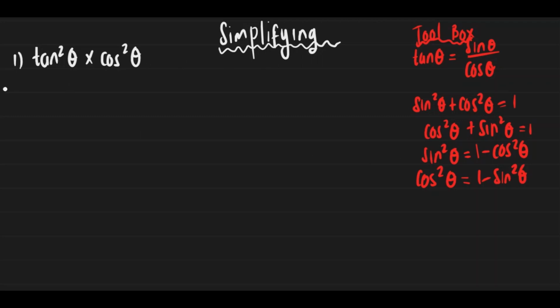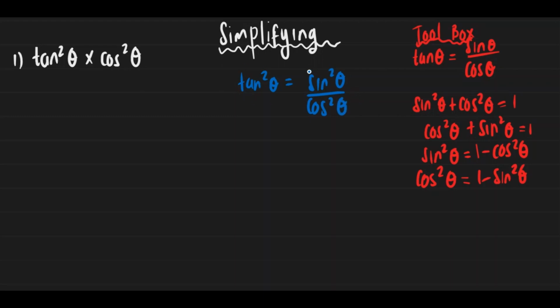So with this question, we have tan squared theta multiplied by cos squared theta. Then they say simplify. Here we see that we have tan squared theta, and that's the identity we can change. But first, let's change this one. We know that tan squared theta is equal to sine squared theta divided by cos squared theta.